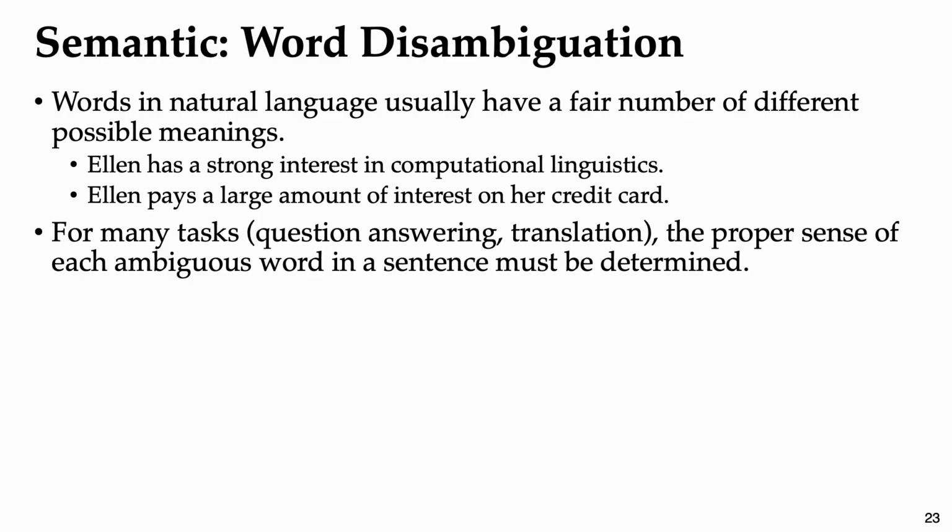We can illustrate this with word sense disambiguation. Words in natural language are often broad in meaning and can have multiple interpretations depending on context. For example, consider the sentences: Ellen has a strong interest in computational linguistics, and Ellen pays a large amount of interest on her credit card. In both cases, the word interest appears, but it carries very different meanings. In the first sentence, interest refers to curiosity or engagement with a topic. In the second sentence, interest refers to a financial charge added to the principal of a loan. Identifying which meaning is intended based on context is precisely the goal of word sense disambiguation.